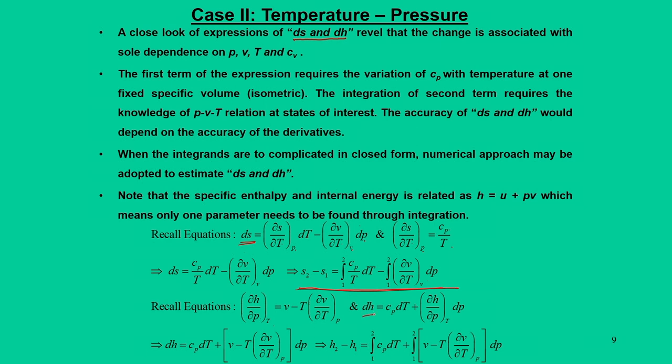Of course, we also have the exact differential dH. From these equations we are able to find the change in enthalpy between two states, that is H2 minus H1 is equal to the integral of Cp dT plus the integral of [V minus T ∂V/∂T at constant p] dp. So this is all about property evaluation for single phase systems.